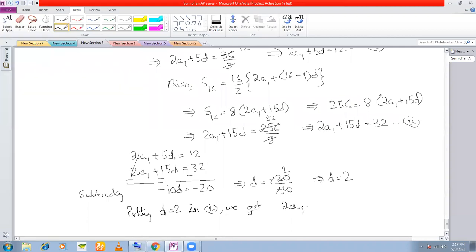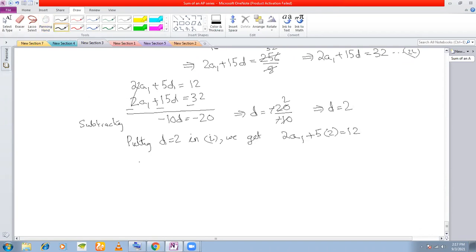Twice A1 plus 5 into D is equal to 12. That means you get twice A1 plus 10 is equal to 12. You take 10 on the other side. Twice A1 is equal to 12 minus 10. That means you get twice A1 is equal to 2. You get A1 is equal to 1.